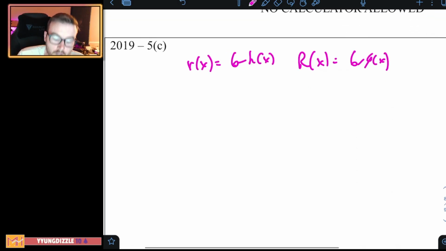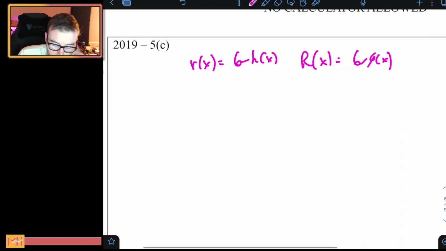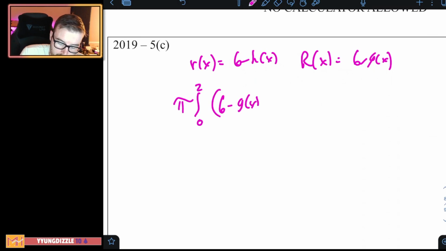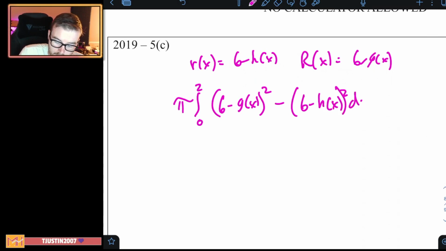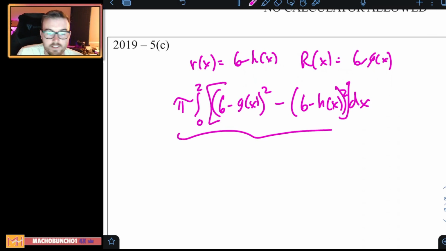When you revolve a figure, you're doing pi times the integral of r squared. But because there are two radii, you take the big radius and square it, and then subtract away the small radius squared. Okay? And this is the final answer because it said do not evaluate.